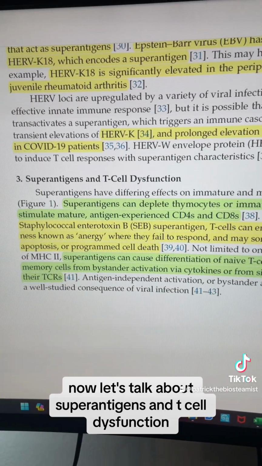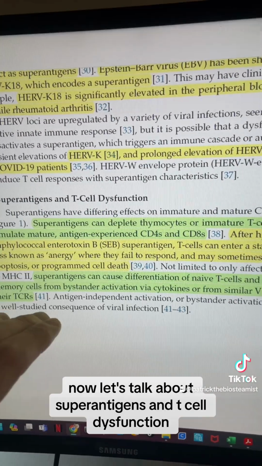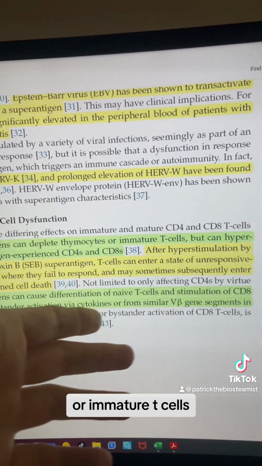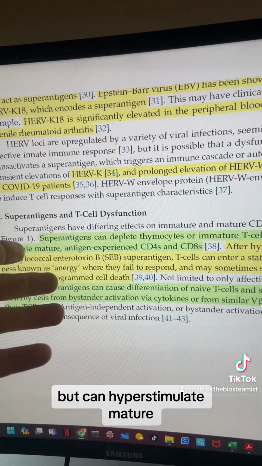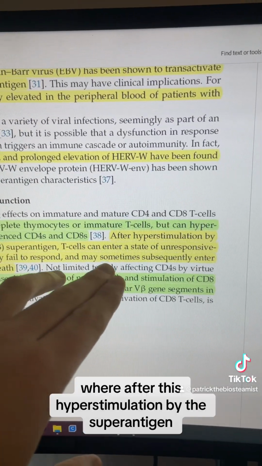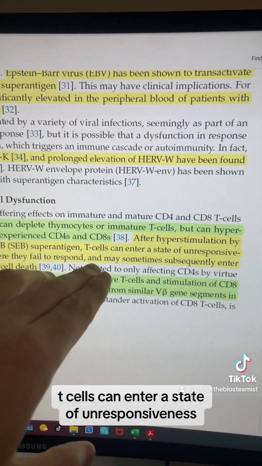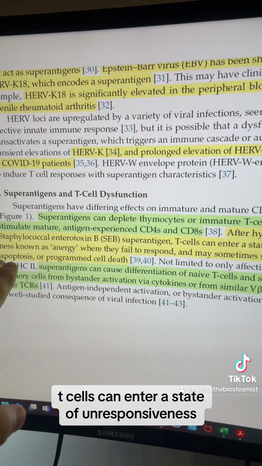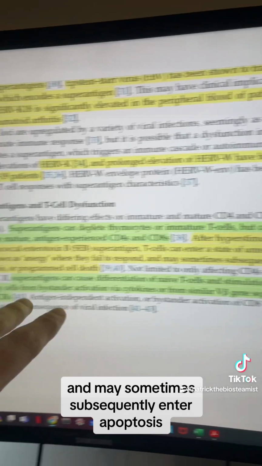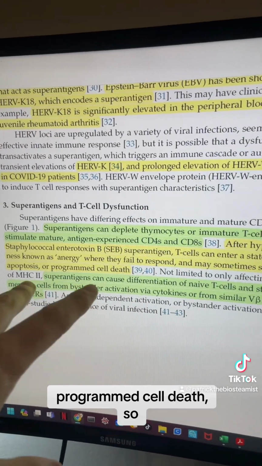Now let's talk about superantigens and T cell dysfunction. So superantigens can deplete thymocytes or immature T cells, but can hyperstimulate mature antigen-experienced CD4 and CD8 T cells, where after this hyperstimulation by the superantigen, T cells can enter a state of unresponsiveness known as anergy, where they fail to respond and may sometimes subsequently enter apoptosis or programmed cell death.